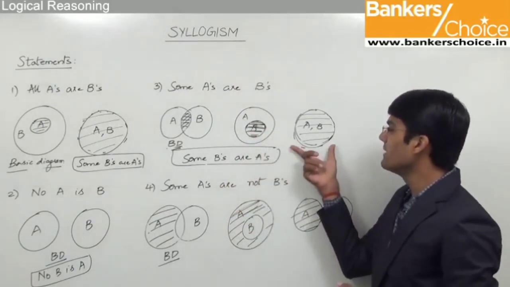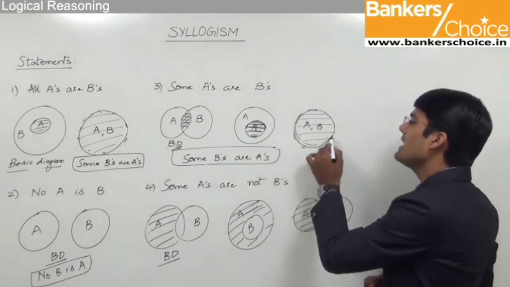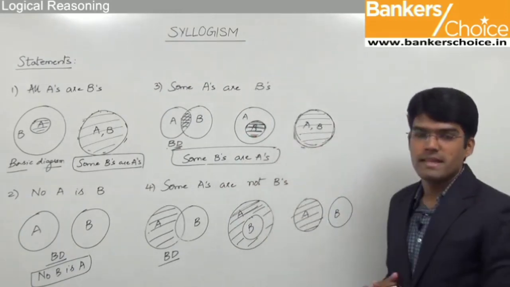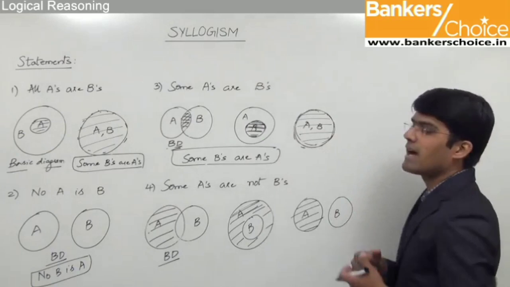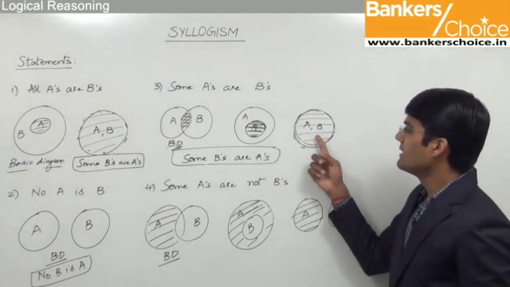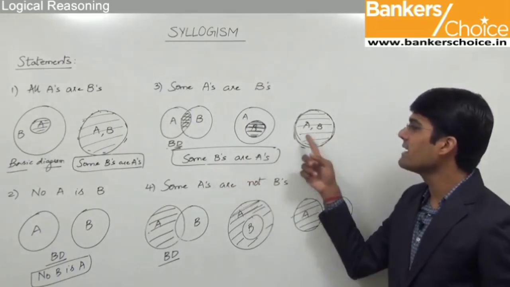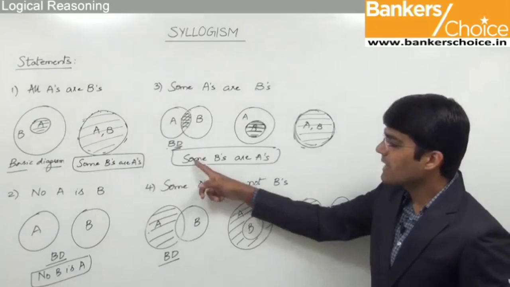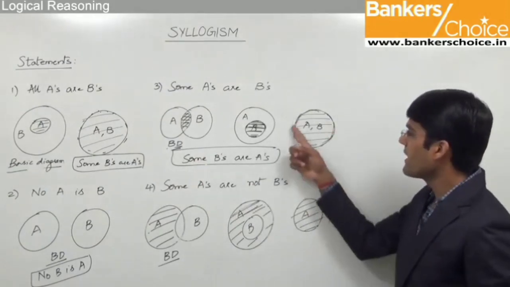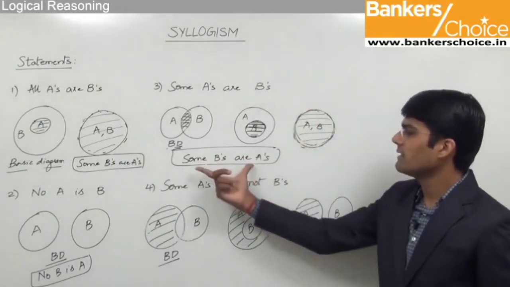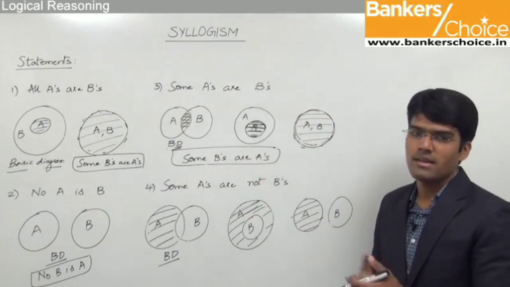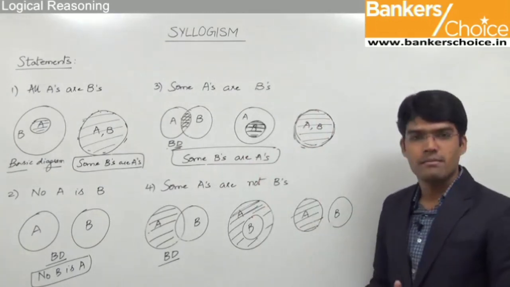And the third diagram here, as you can see, is B and A are shown by the same circle. That means all the B's are A's. Even in this case, the conclusion, some B's are A's, is true. Why? Because some can also be taken as all. So here we find that all the B's are A's. And the given conclusion is some B's are A's. So that satisfies the third diagram as well.